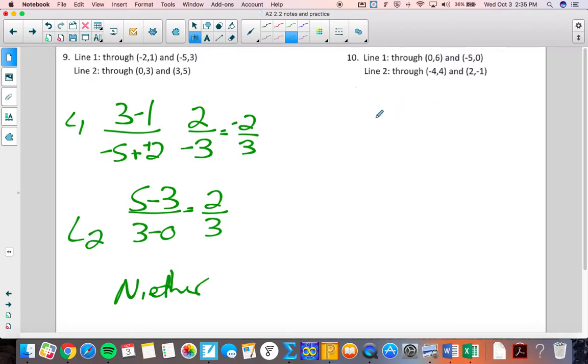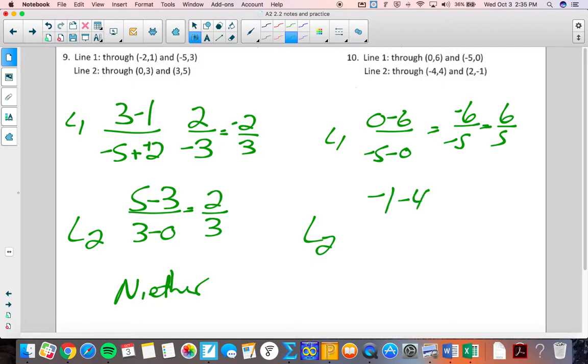Here we have 0 minus 6 divided by negative 5 minus 0, which is negative 6 over negative 5, which is 6/5. For line 2, we have negative 1 minus 4 divided by 2 minus negative 4. So we get negative 5 over 6. Notice one fraction is negative, one fraction is positive. The 5 is on the bottom for one and the top for the other. The 6 is on the top for one and the bottom for the other. So they're reciprocal and opposite. So these are perpendicular lines.